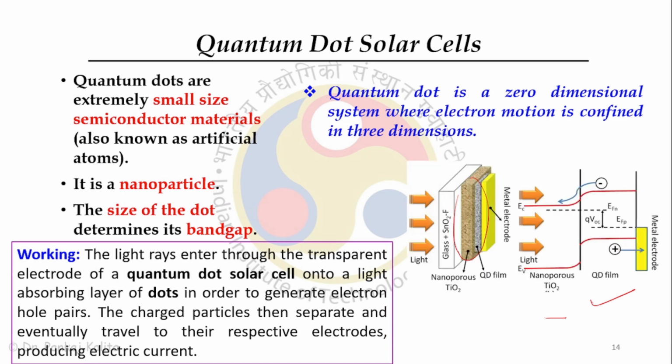This is actually a very advanced technology, quantum dot solar cells. A lot of research is also going on. Quantum dots are basically very small size semiconductor materials, very small. So you can see.